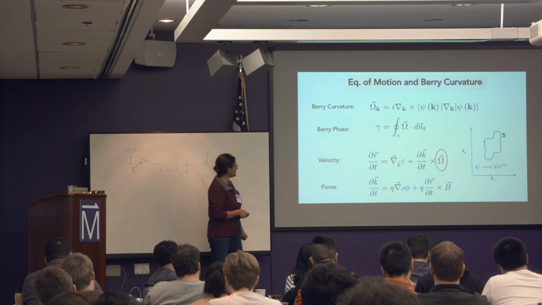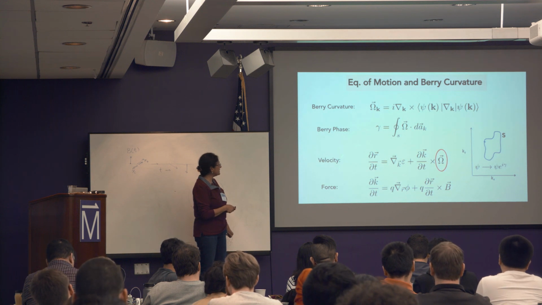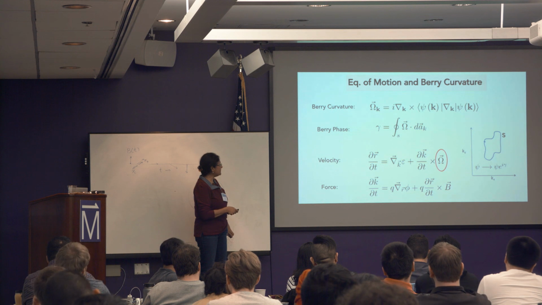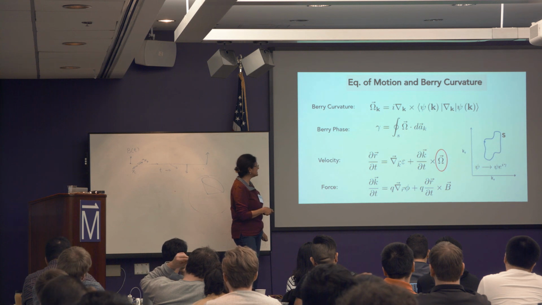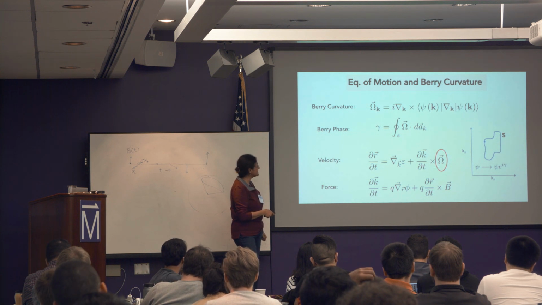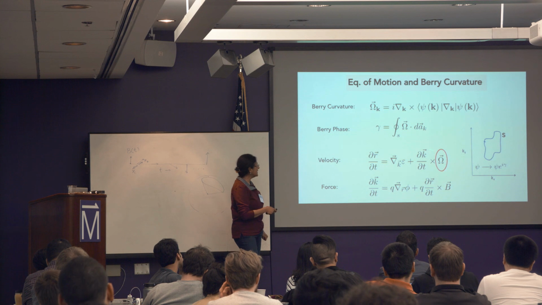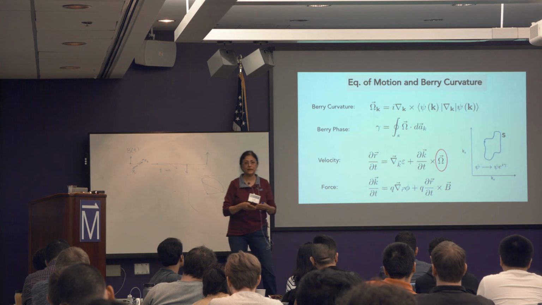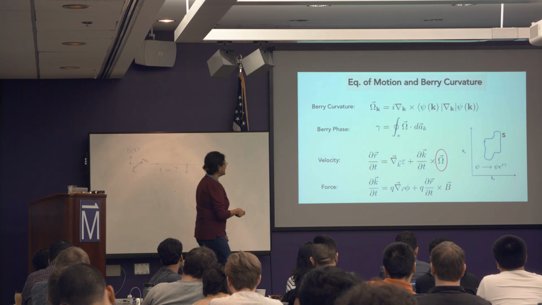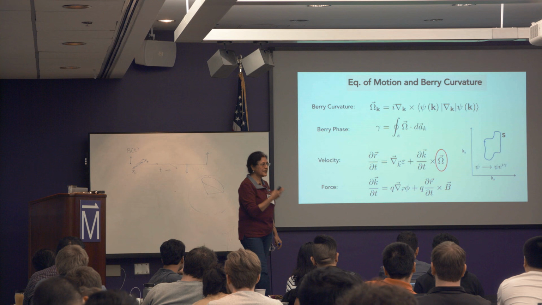This is the familiar one that we know, that dk/dt is given by the electric field and the Lorentz force, v cross B. There's a similar equation for dr/dt. This is the band structure, dE/dk, coming from the velocity due to the band structure. In addition, this Berry flux shows up as an effective magnetic field in momentum space, which gives you an additional term here. So this is how the equations of motion are now modified by the presence of omega, the Berry flux.